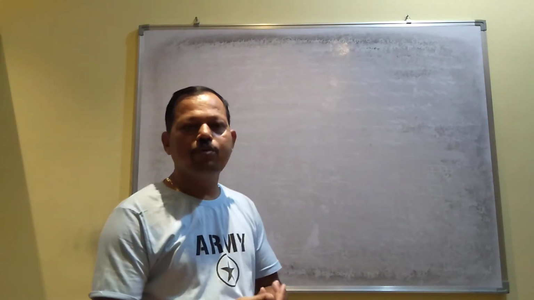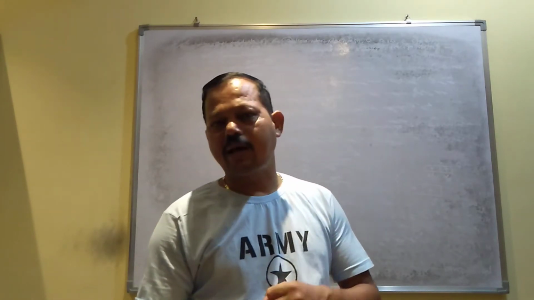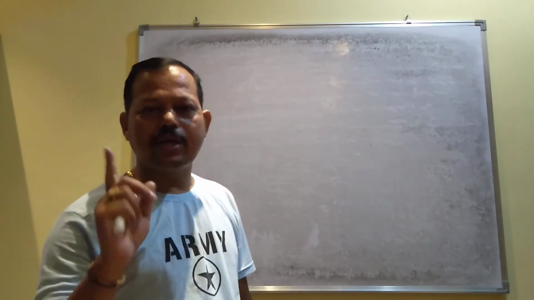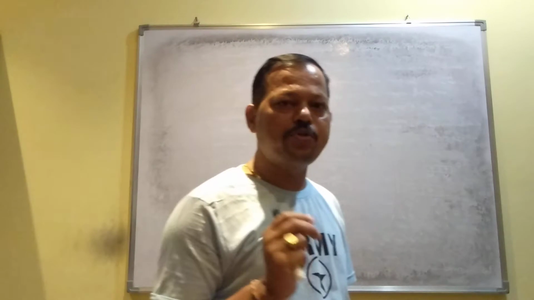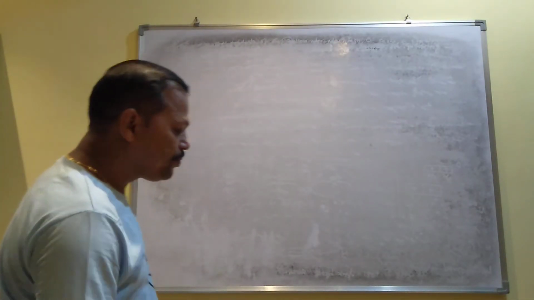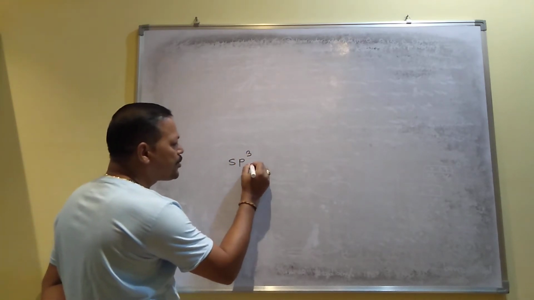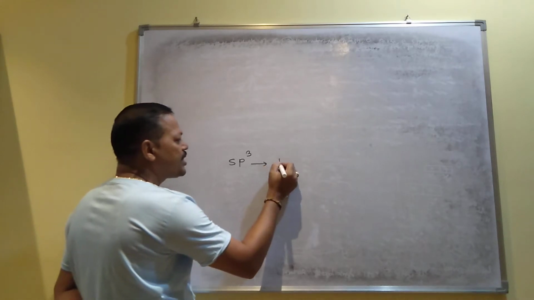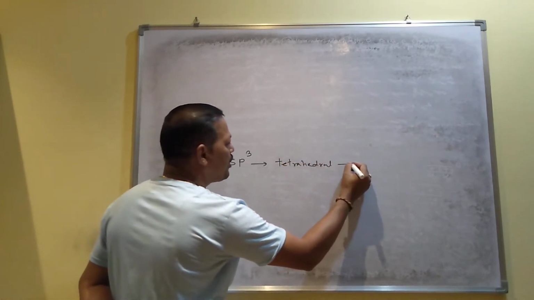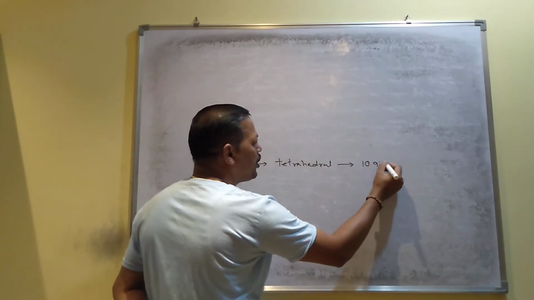And as I have told you, carbon in its compounds always shows three types of hybridization, either sp3 or sp2 or sp. Single bonded carbon undergoes sp3, double bonded carbon undergoes sp2 and triple bonded carbon undergoes sp hybridization. When a carbon undergoes sp3 hybridization, the structure of the compound you will get is tetrahedral, and the bond angle of the compound you will get is 109.5 degree.